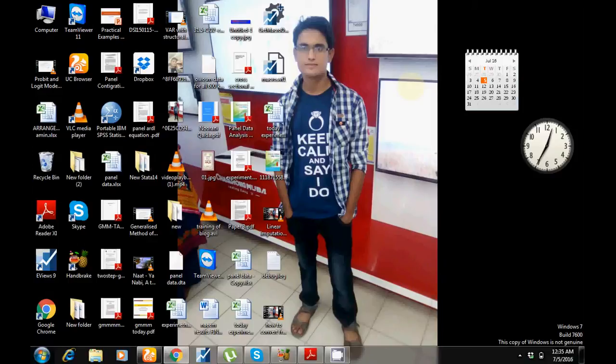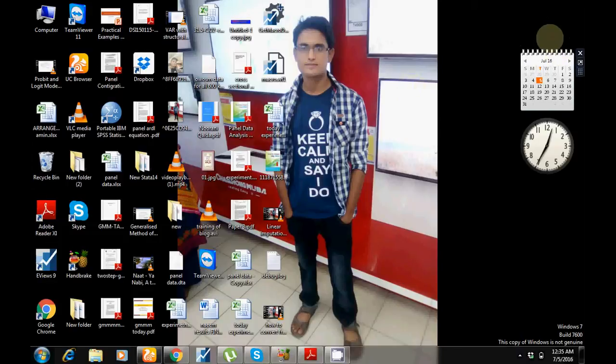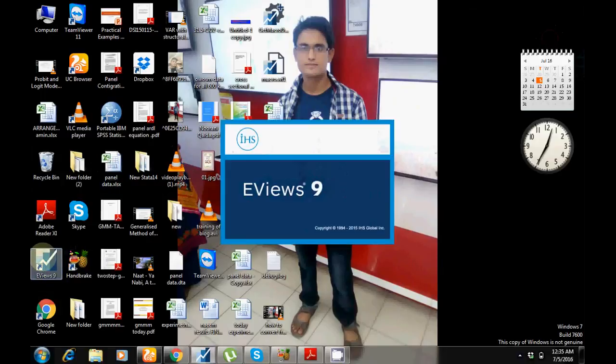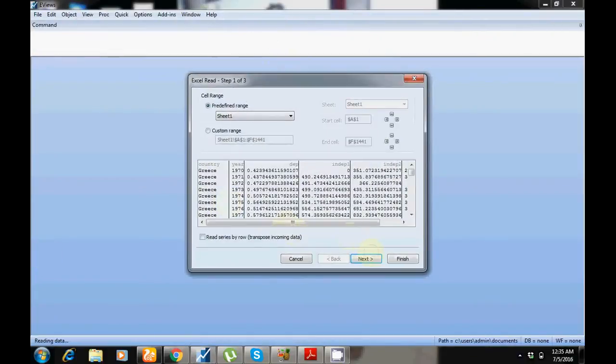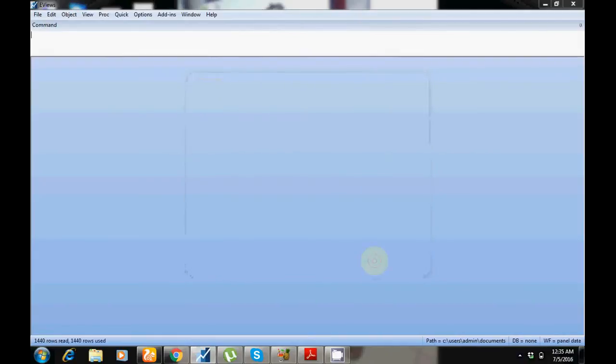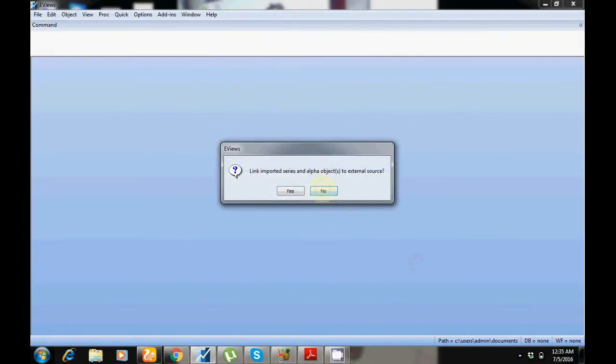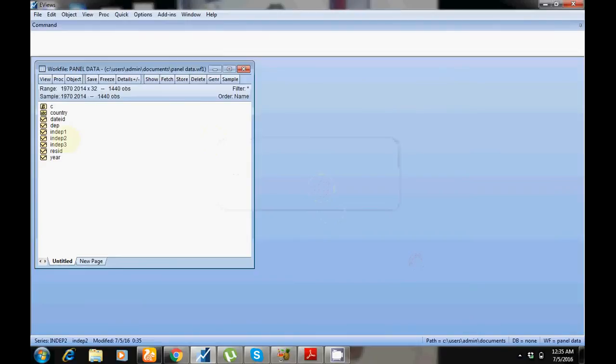Today we will learn about the panel unit root test. So guys, panel unit root test is the same as the time series one, but a little bit different. I have my data set open in EViews 9. I'm using the latest version of EViews. You can see I have my variables: my first dependent variable and all the remaining independent variables, independent 1, independent 2 and independent 3.